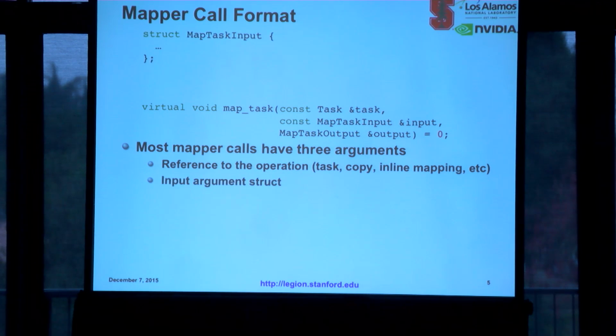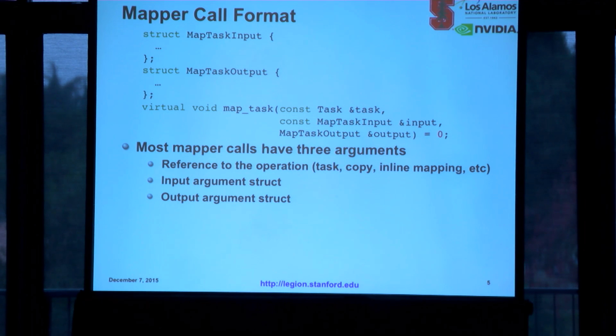The next argument that you're going to get is an implicit or an explicit input structure. And what this will tell you is all the various input fields that the runtime is telling you. This is the information we know about as part of the inputs to this mapping. So you can imagine this task input telling you about which instances exist for all the different region requirements in the memory hierarchy that are valid data today. And then the third argument is going to be our output. Effectively, what are you expected to output as a result of this mapper call?